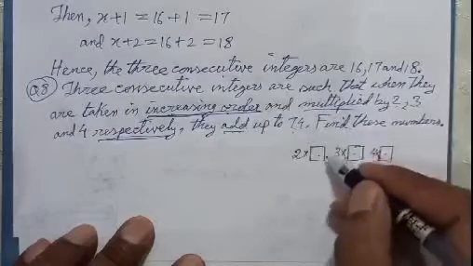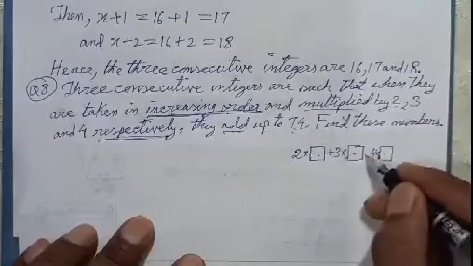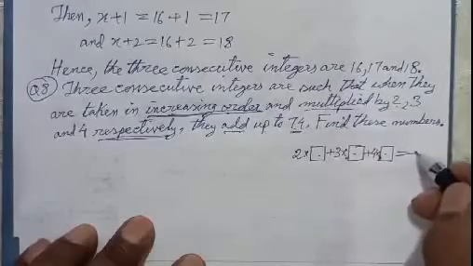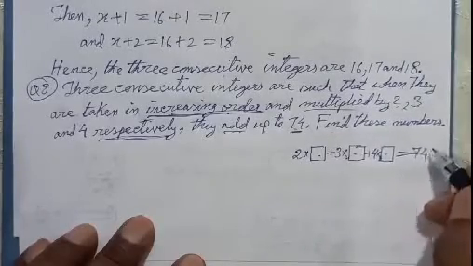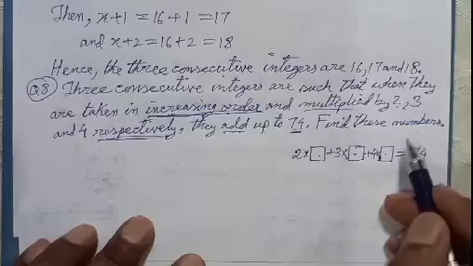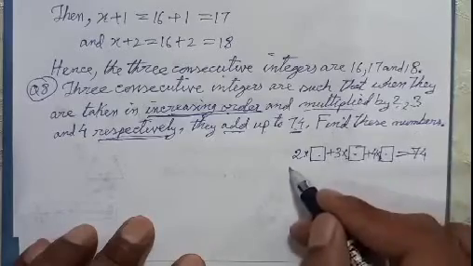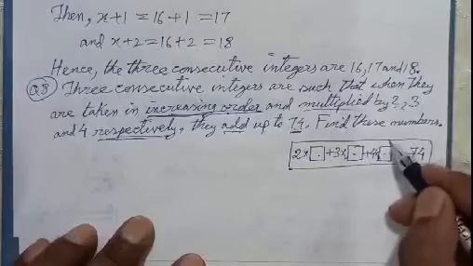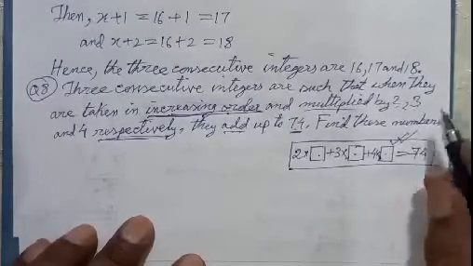And they add up to, this is add, so plus. This is plus, again this is plus. If we add this together, the answer is given as 74. And this is 74. And find these numbers. Now we have to find out these three integers. So this is what the question says. And this point is very important.